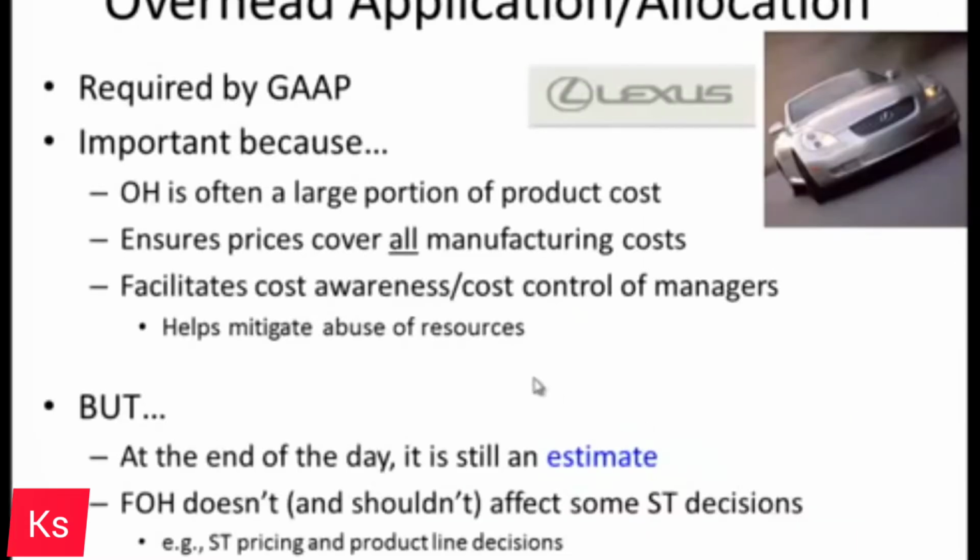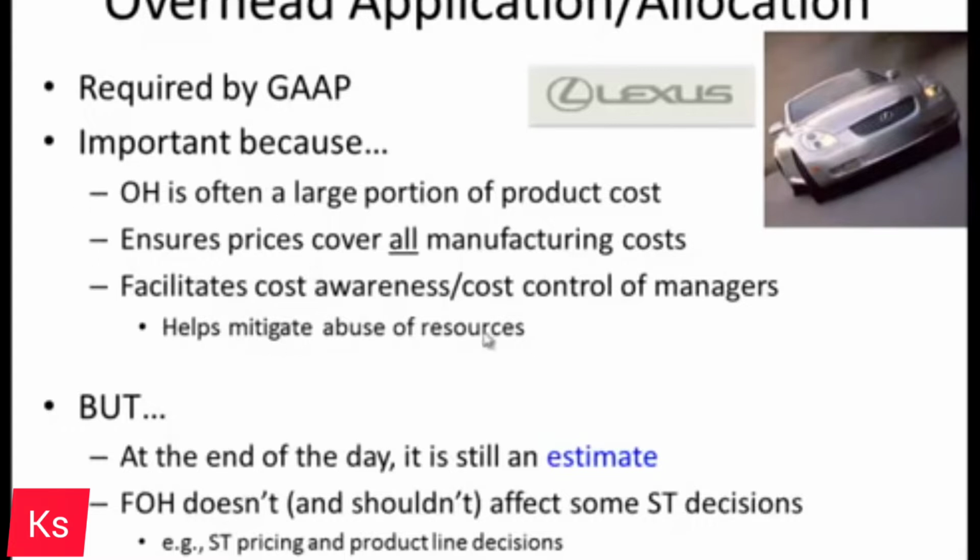So why is this important? Well, first of all, allocating overhead to products is required by GAAP. That is to say that GAAP requires cost of goods sold on the income statement and inventory on the balance sheet to have an allocated portion of overhead. Absorption costing means that products are absorbing a portion of the overhead.